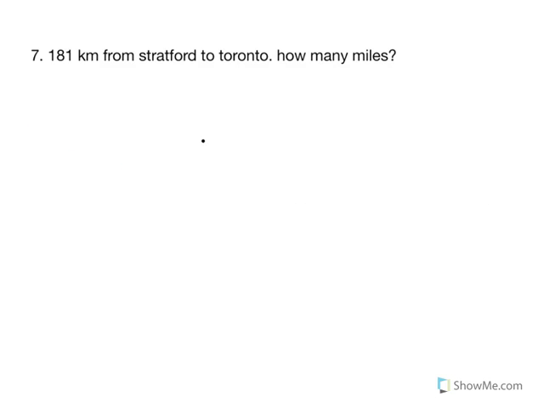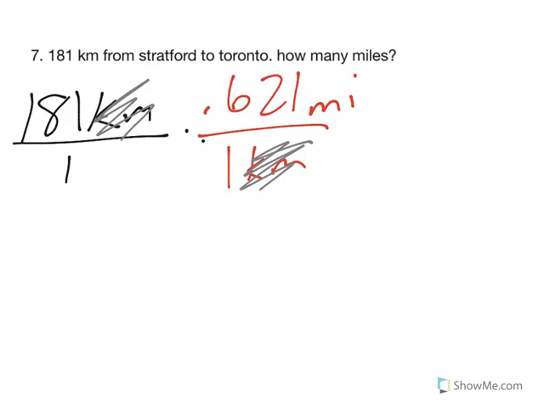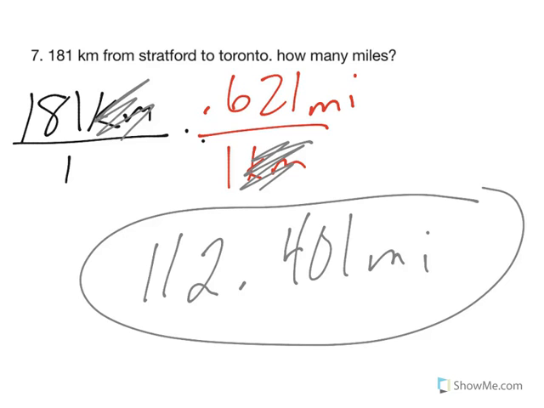Number 7. Okay, we got 181 kilometers from Stratford to Toronto, playing up in Canada here. How many miles is that? Well, if you use the conversion, I'm going to put kilometers on the bottom. So 1 kilometer is 0.621 miles. That makes my kilometers cancel out. I multiply across, and we have approximately 112.401 miles. And I recommend, if you only have 3 decimal points after, don't round, just put all 3 of them there, right? You want to be as exact as possible.